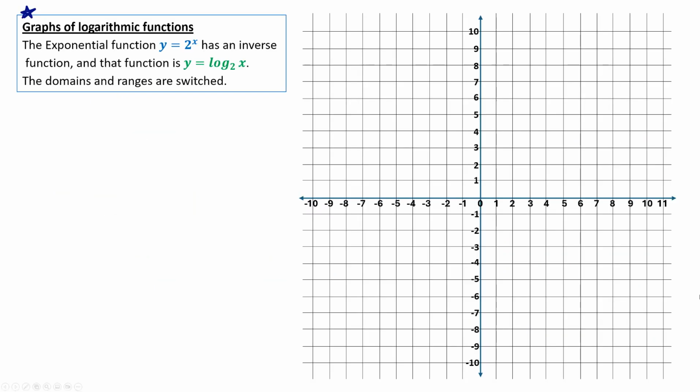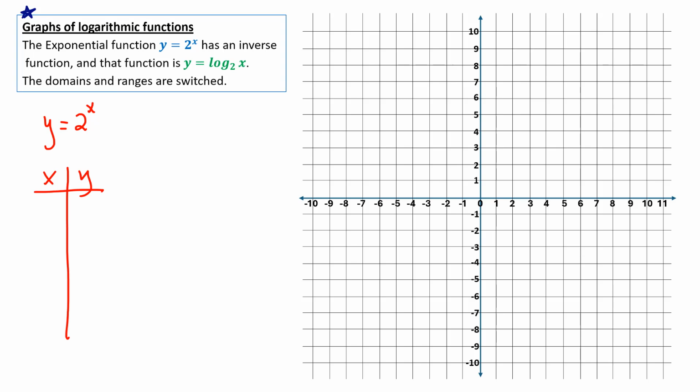Okay, so we're talking about how to graph the logarithmic function. Remember, the exponential function and the logarithmic function are inverse functions. That means that the domain of the exponential function is the range of the log function, and the range of the exponential function is the domain of the log function. So we will go ahead and graph the exponential function first.